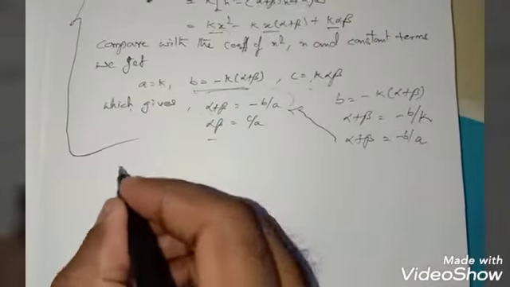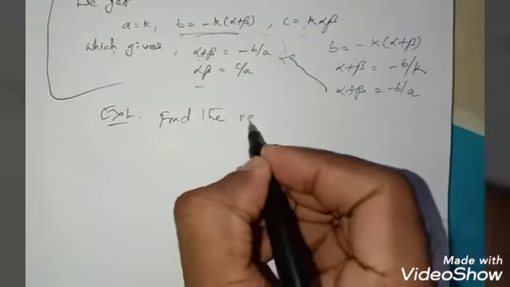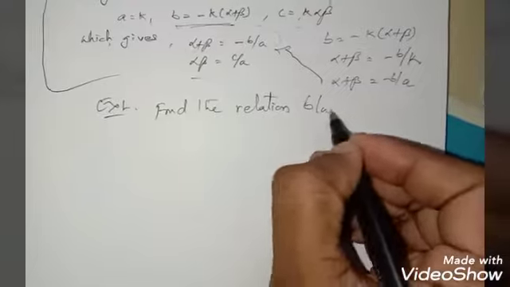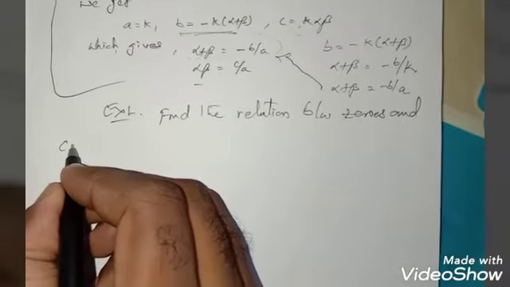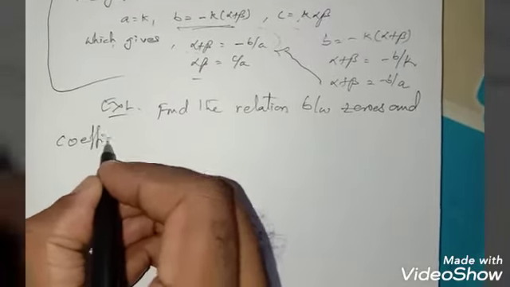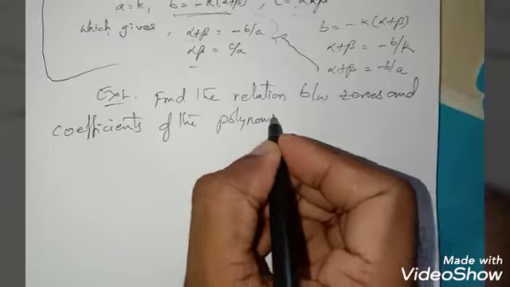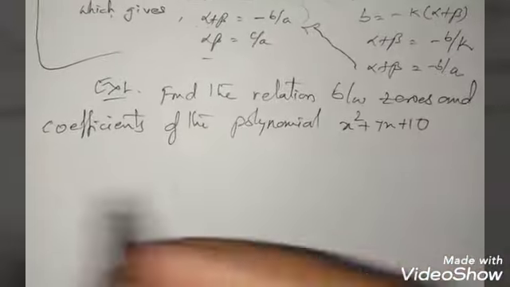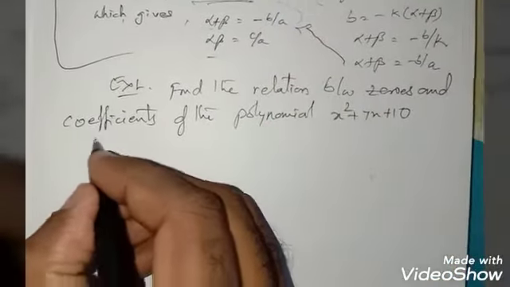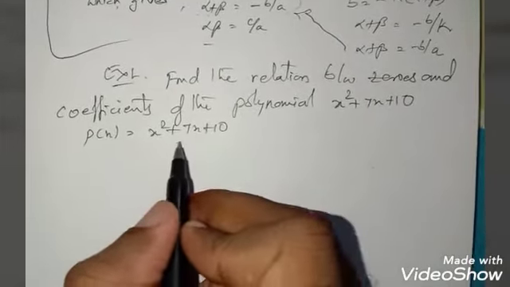Now let me take one example here. You have to find the relation between zeros and coefficients of the polynomial x square plus 7x plus 10. Right, so there is an equation. I am denoting this p of x is equal to x square plus 7x plus 10. First you find what the zeros of this polynomial are.